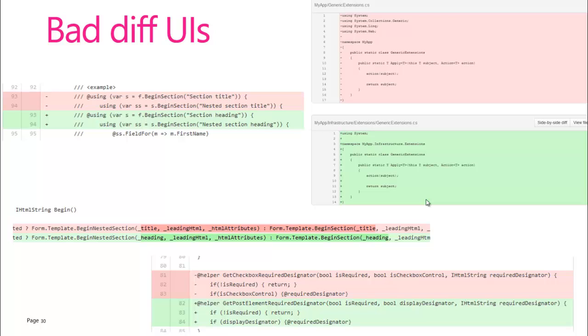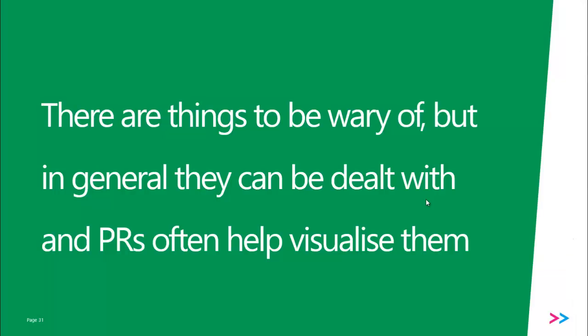This one's fairly easy to get around though, because all you need to do is basically pull the code locally and use your local diff viewer. So look, these things are something to be wary of, but in general they're fairly easy to deal with. And for all of the behavioural issues, pull requests often help to actually visualize the problems, and then once you visualize them, they're easy to address. Well, maybe not easy, but they're able to be addressed.